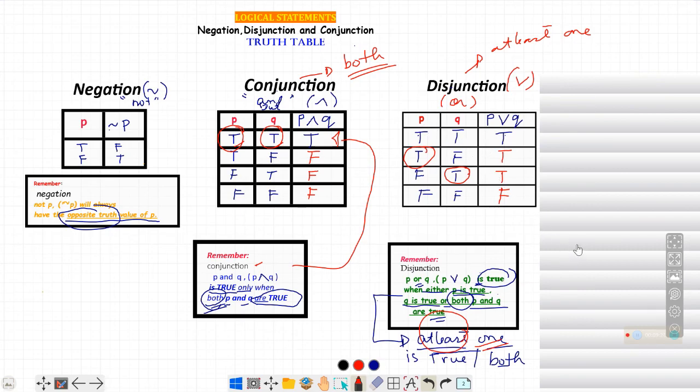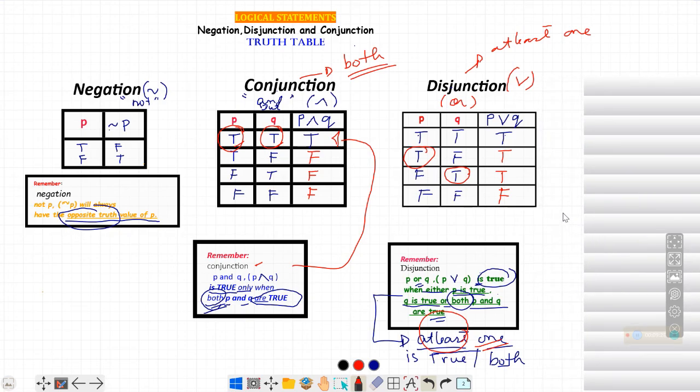Okay, so that's it for today. I hope you learned something about negation, conjunction, and disjunction truth tables.